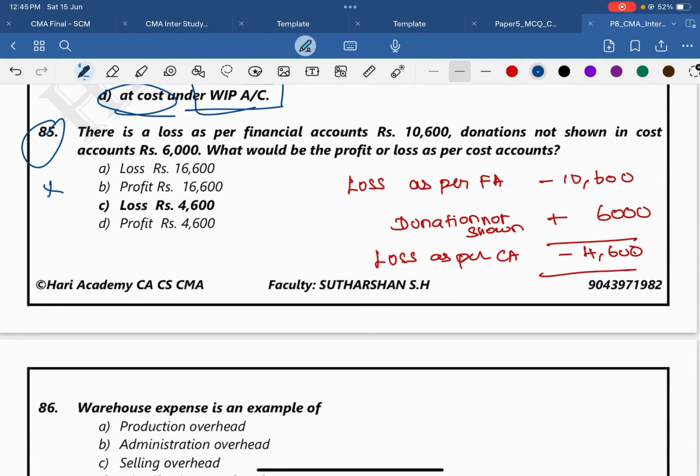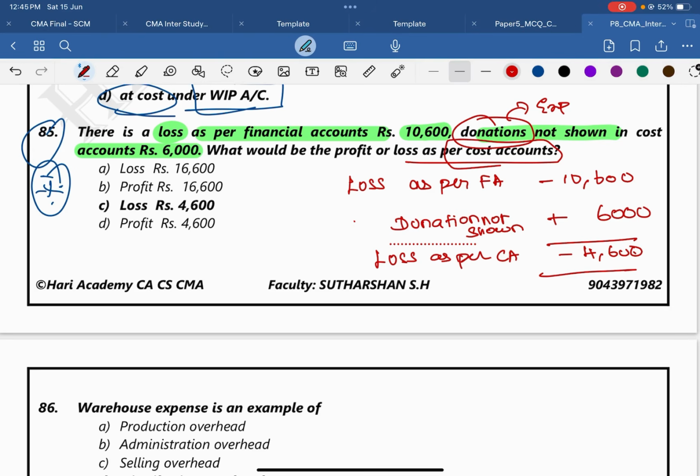85, interesting one, important one, numerical problem. There is a loss as per financial accounts of 10,600. Donations not shown in the cost account, 600. Donation here is a part of expenditure. Previously it was subtracted. Now you need to go for cost accounts, so you need to add it back as it is an expense. So 10,600 plus 600, if you add, you will get a loss.